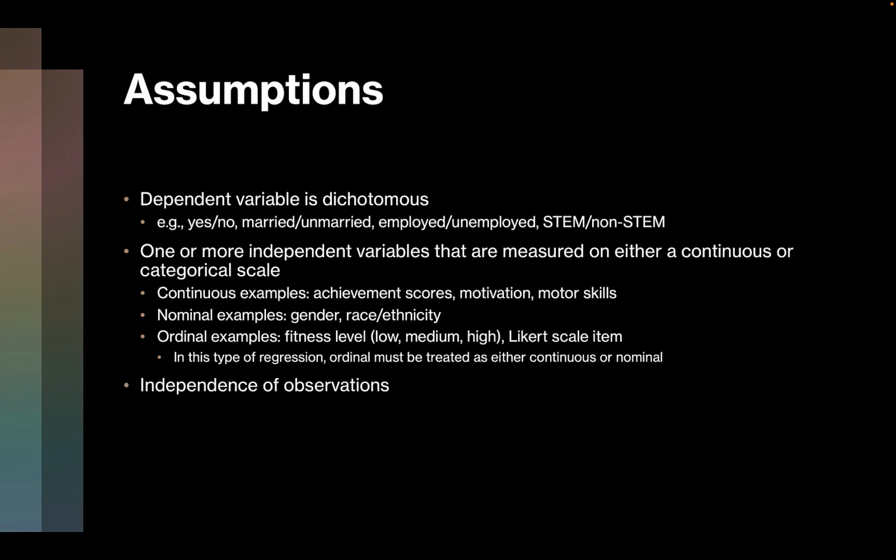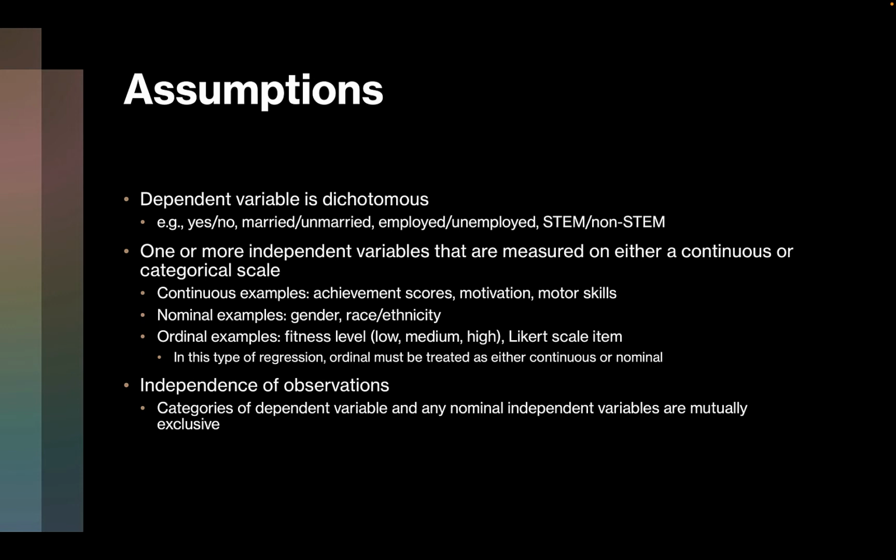We've got independence of observations. We've talked about this one before. This is when the categories of the dependent variable and any nominal independent variables are mutually exclusive, meaning you cannot both pass and fail the exam.